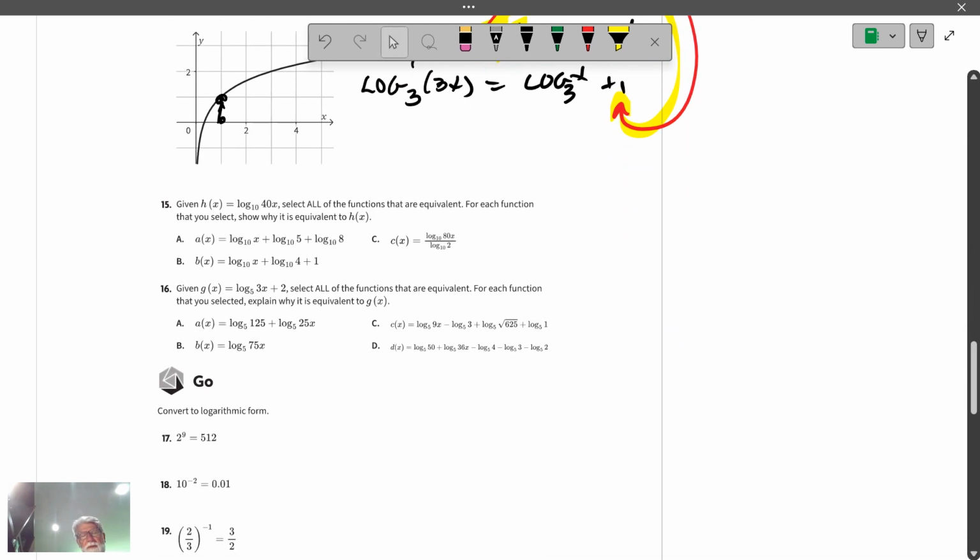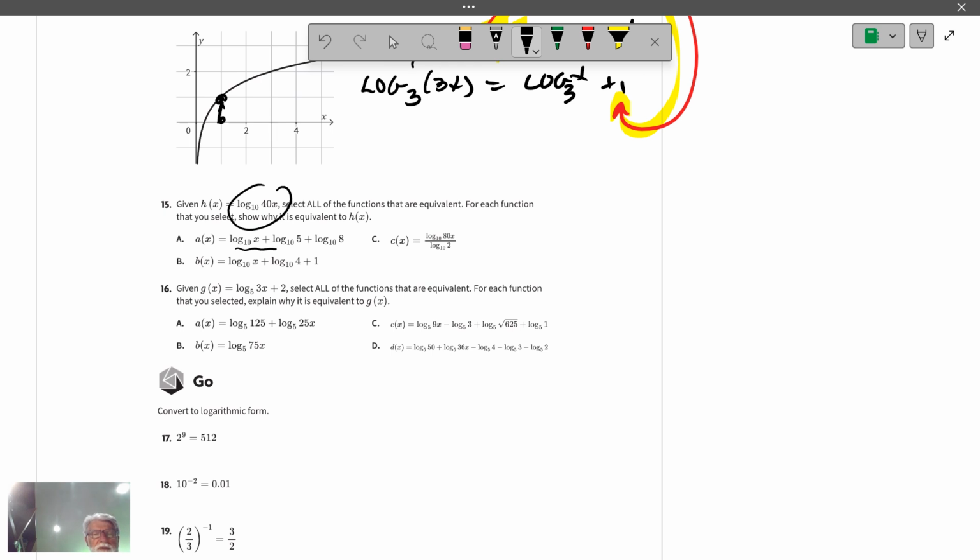All right, the next one's a couple of ways to attack these next few. You could go to each one of them and see if you compressed it, if it could become this log of 40x in base 10. So on the first one, notice those are all pluses. So that can compress to the log of x times 5 times 8 in base 10, and then that gives you the log of 40x in base 10. So definitely A is equivalent.